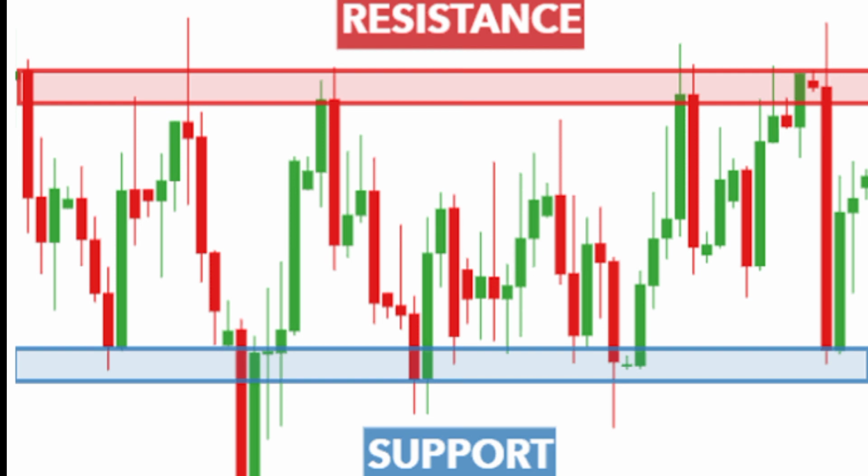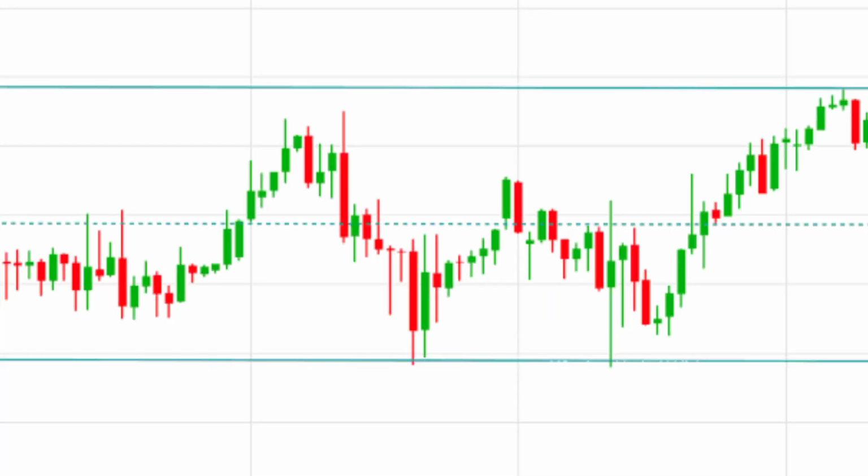Support and resistance levels are not fixed. They evolve over time as market dynamics change. Trends, news events, and market sentiment can impact the strength and relevance of these levels. Once a support level is breached, it may turn into a resistance level, and vice versa. This role reversal is a common phenomenon in technical analysis.